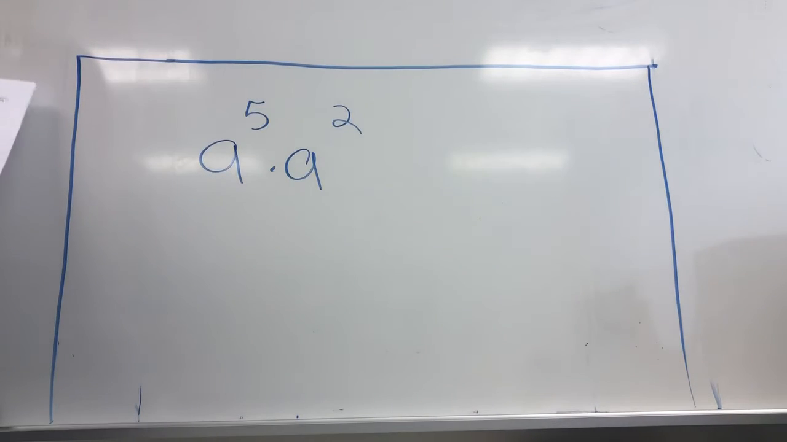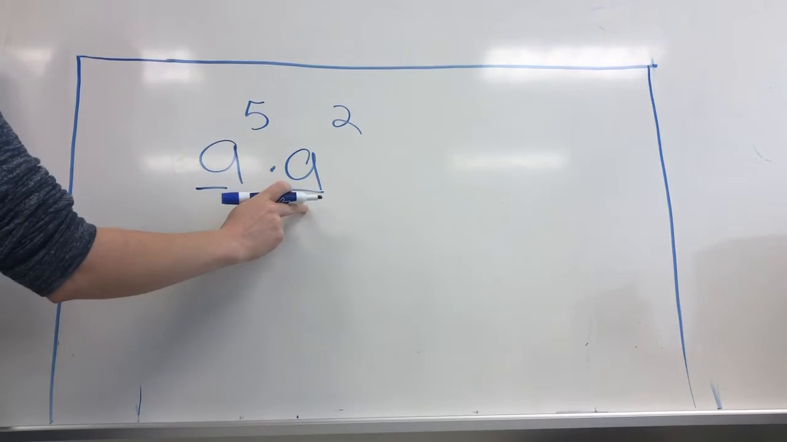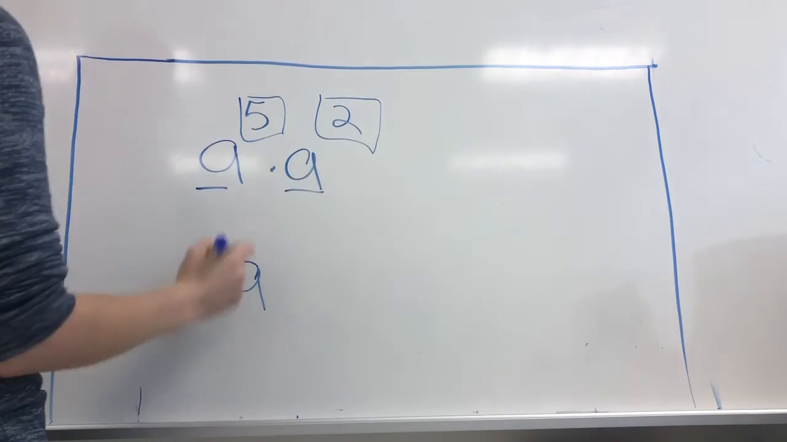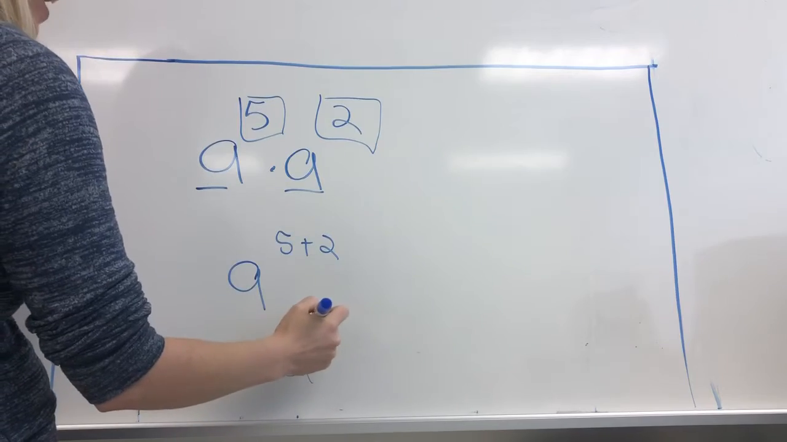So when multiplying powers with the same base, you keep the base and add the exponents. So if you look here, we have the same base of a, so we're going to keep that base. Then we're going to add our 2 exponents, which are 5 and 2, giving us an answer of a to the 7th.